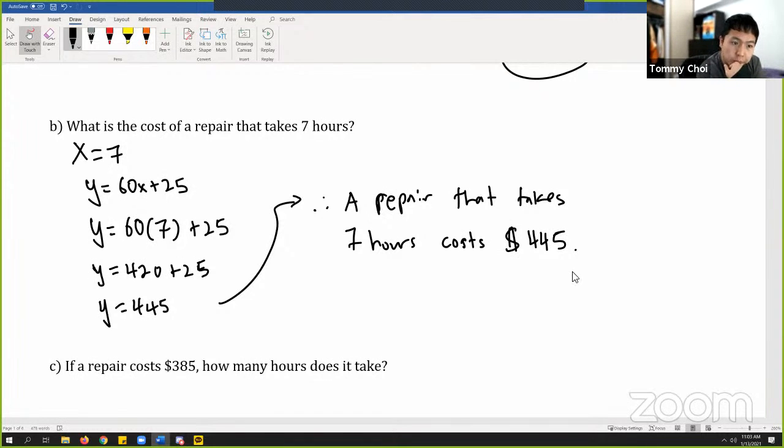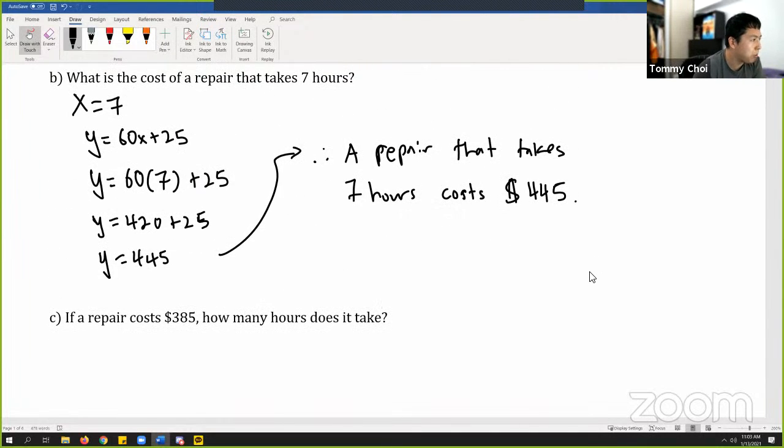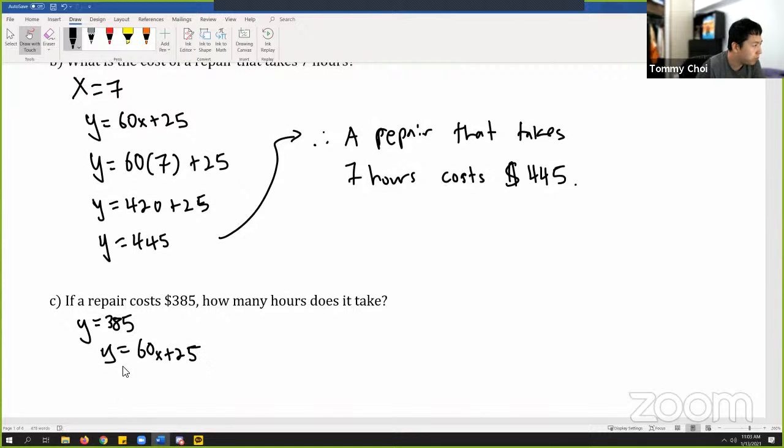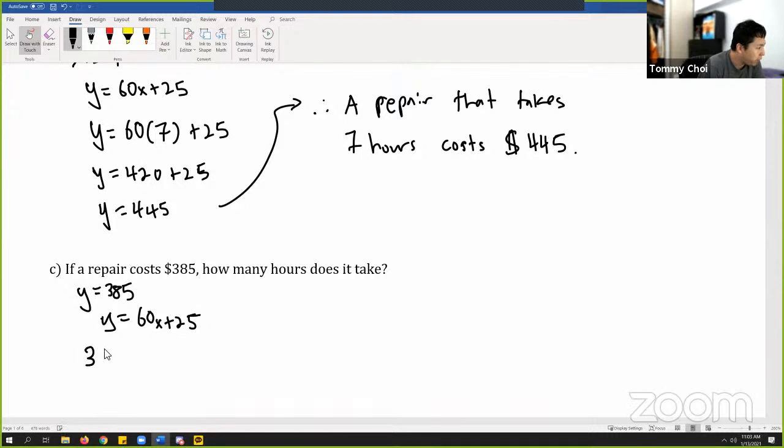That's part B. So you're using the equation that you just created to now solve the rest of the question. Question C is similar, except it tells us the repair cost. So this time it's telling us that y is equal to 385. Plugging it into my equation, once again, copying the equation down, 60x plus 25. Writing it out, 385 is equal to 60x plus 25.